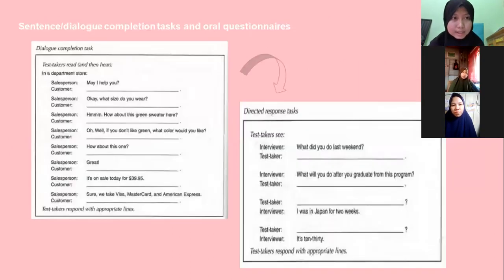And then the sentence or dialogue completion test and oral questionnaires. Test takers are first given time to read through the dialogue, to get its gist and to think about appropriate lines to fill. So the test taker can complete the dialogue and give a direct response.